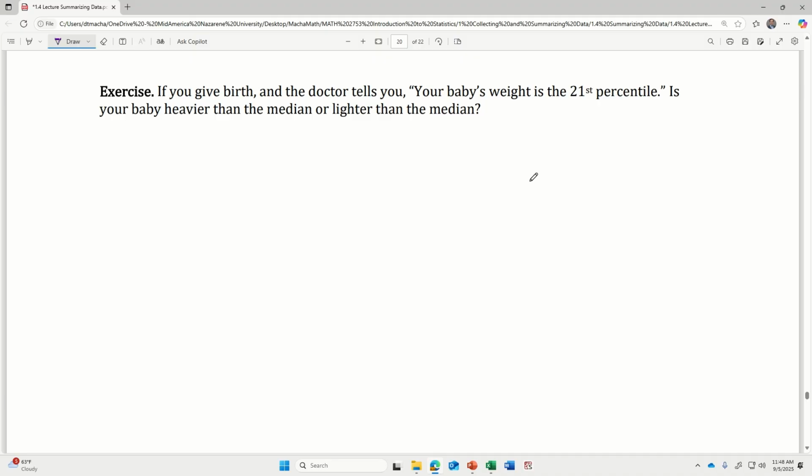If you give birth and your doctor tells you your baby's weight is the 21st percentile, does that mean your baby is heavier or lighter than the median baby? Lighter, yeah. Smaller percentile, smaller measurement. If we're talking about weight, then it's lighter.